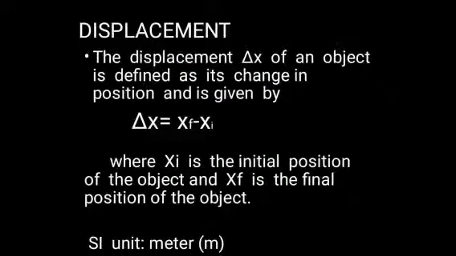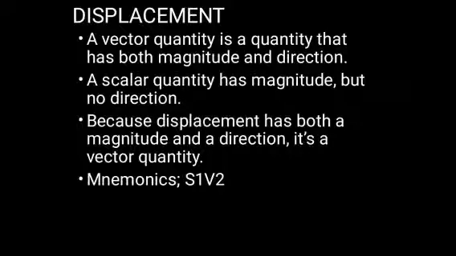The displacement delta x of an object is defined as its change in position and is given by delta x = xf - xi, where xf means the final position of the object and xi means the initial position of the object. The SI unit for displacement is meter. And I want you guys to know that displacement is a vector quantity. A vector quantity is a quantity that has both magnitude and direction, while a scalar quantity has magnitude but no direction. Because displacement has both magnitude and direction, it is a vector quantity.